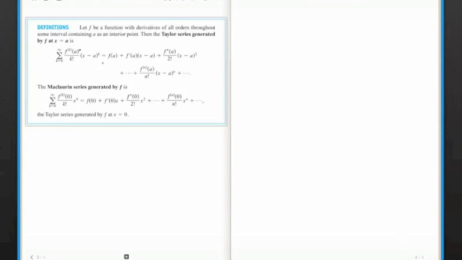Now, why did these get 2 separate names? Probably just to honor both of these guys for coming up with it independently. But I don't know. I'd be curious if somebody could look that up and find out what the real story is.